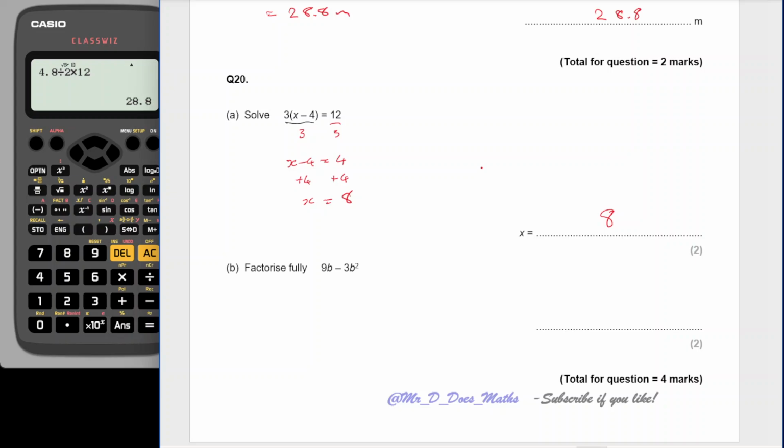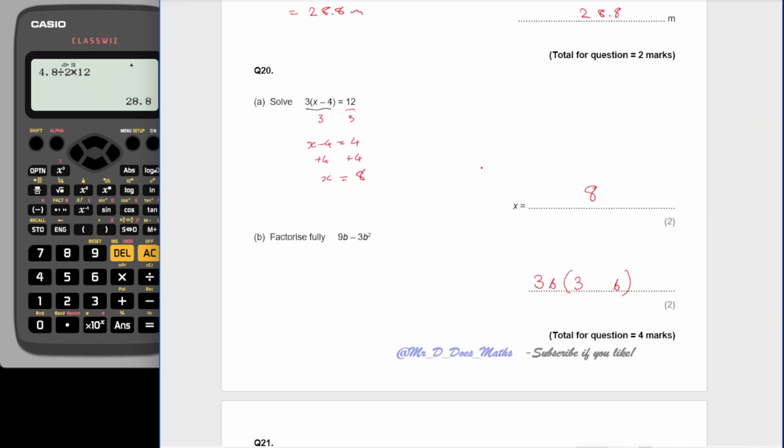Right, factorise fully. So these have a number and an algebraic term in common. The highest common factor of 9 and 3 is 3, and the highest common factor of b and b squared is b. So I can take 3b out as a common factor. I need to times 3b by 3 to get 9b, and times 3b by b to get 3b squared. I've got a negative symbol in the middle, so I need a negative symbol in the middle of my brackets.